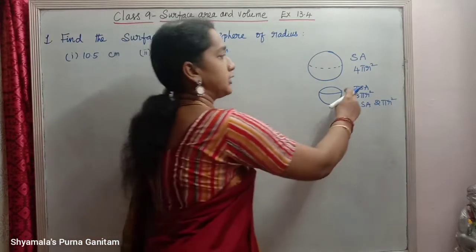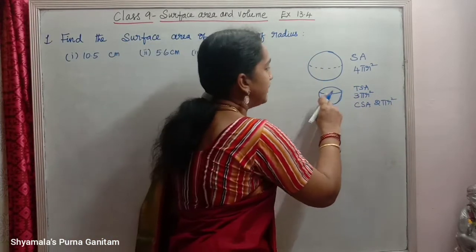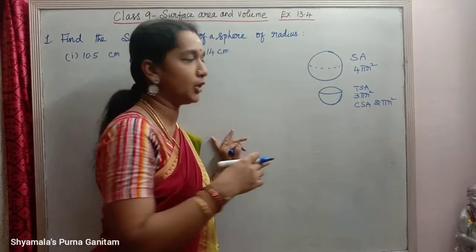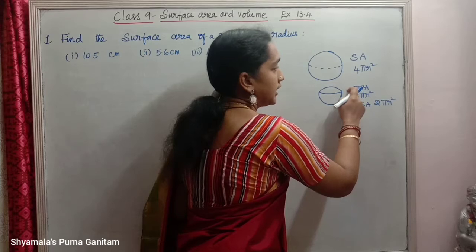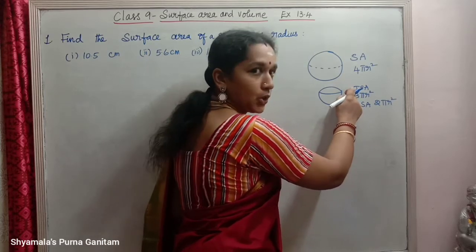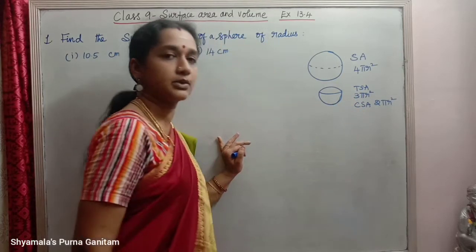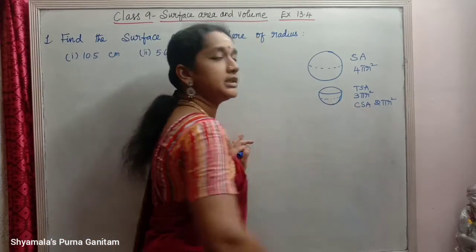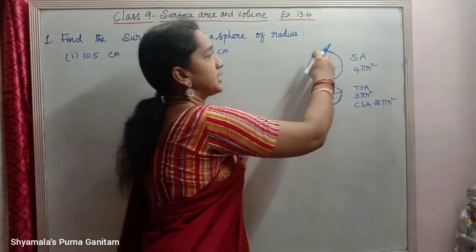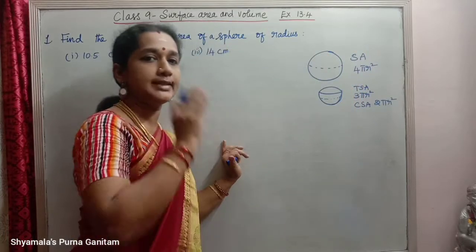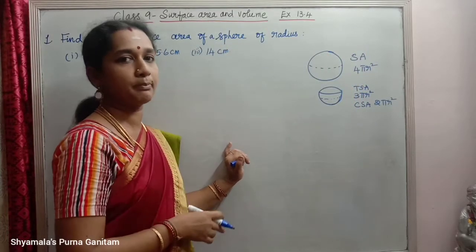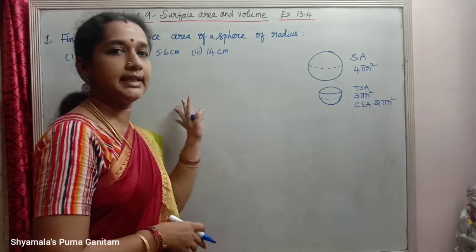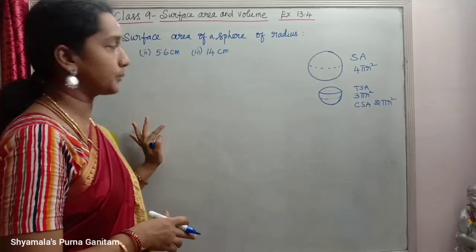Okay, for total surface area of the hemisphere, we will be having this curved part and a flat circular part in the above. So we will get two surfaces. So that is the total surface area, that is 3 pi r square, and curved surface area only this part. So that is 2 pi r square. For a sphere, we will be having only surface area, that is 4 pi r square. So these are the formulas we are going to use in this exercise 13.4.